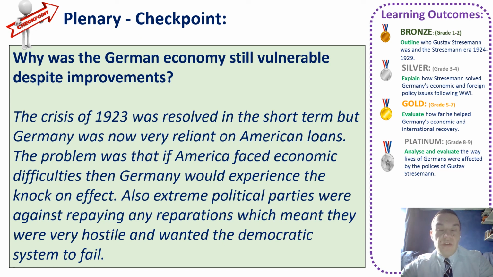Your checkpoint, so this is for your platinum answer. Crisis of 1923 was resolved in short term, but Germany was now very reliant on American loans. The problem was, if America faced economic difficulties, then Germany would experience a knock-on effect. So if banks in America started running out of money, German banks would start running out of money because of that. If prices went up in America, prices would start going up in Germany. You've got the link between the 2 countries.